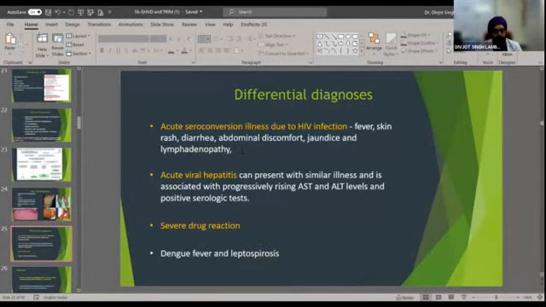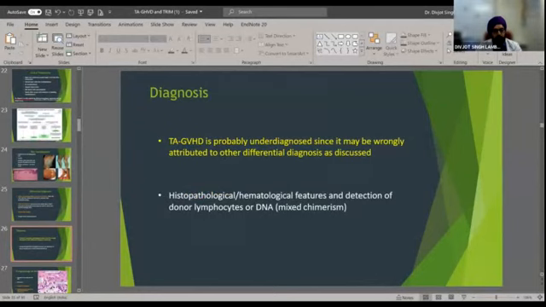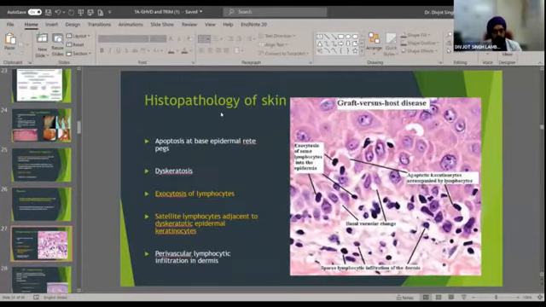The differential diagnosis would be acute seroconversion illness due to HIV infection, acute viral hepatitis, which can also present with a similar illness, severe drug reactions, dengue fever and leptospirosis. It is probably underdiagnosed since it may wrongly be attributed to other differential diagnoses. In the histopathology of skin, we'll see exocytosis of lymphocytes, apoptosis at the basal epidermal rete ridges, and satellite lymphocytes adjacent to the dyskeratotic epidermal keratinocytes.